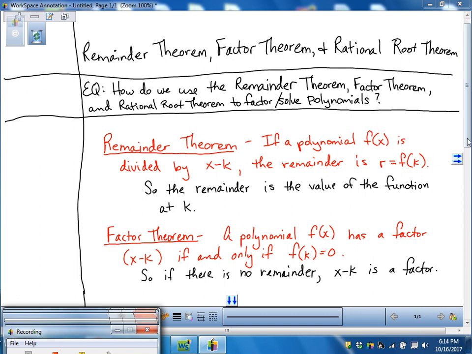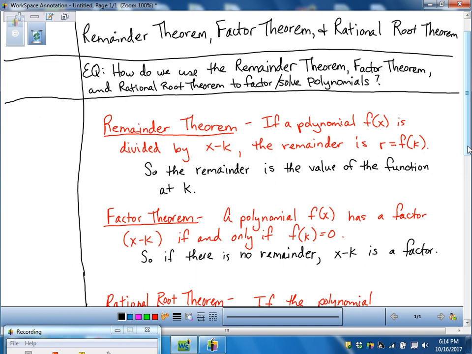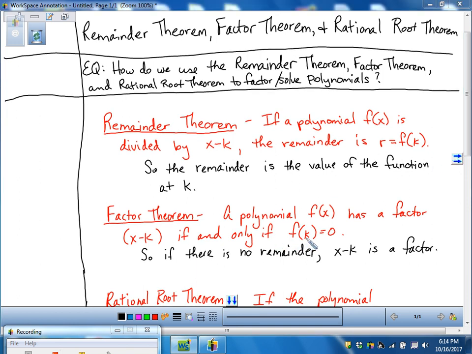Factor theorem. A polynomial f of x has a factor x minus k if and only if f of k is equal to 0. In other words, if there's no remainder, then x minus k is a factor. We've talked about this one before, we just didn't give it a name. So this is called the factor theorem.